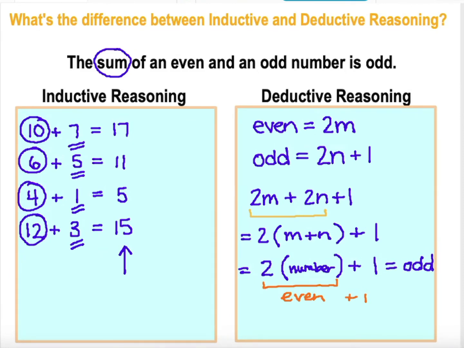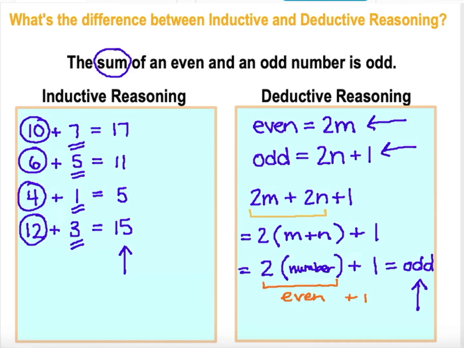So this is using sort of a systematic, logical path. You can't really argue with this one. And nobody's going to be able to throw down a counterexample because I showed that any old even plus any old odd always comes out odd.